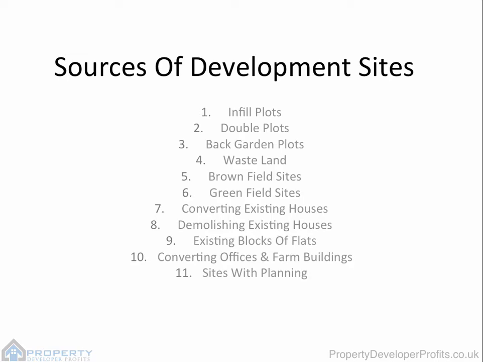Number 7 is converting existing houses. What I mean by that is converting them into flats. So you could have an old Victorian house which can be converted into 4 or 5 flats, or you can take a smaller house, as long as it's above about 1,400 square feet, and you can put a party wall down the middle and convert it into a pair of semis, believe it or not. That can be extremely profitable because there's such a shortage of family dwellings, and people don't always want flats.